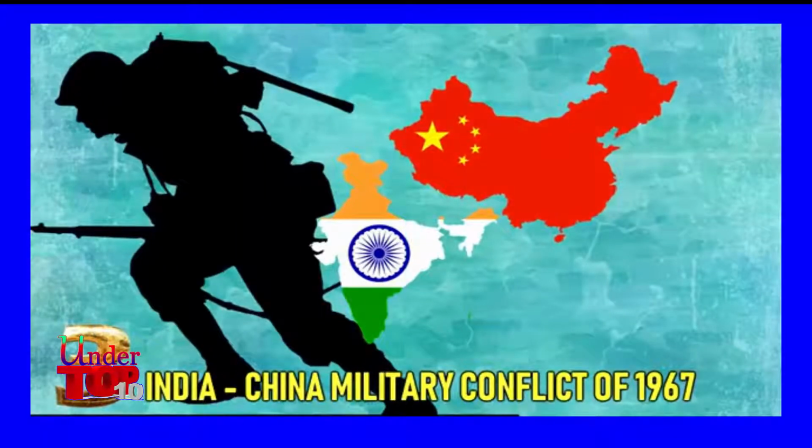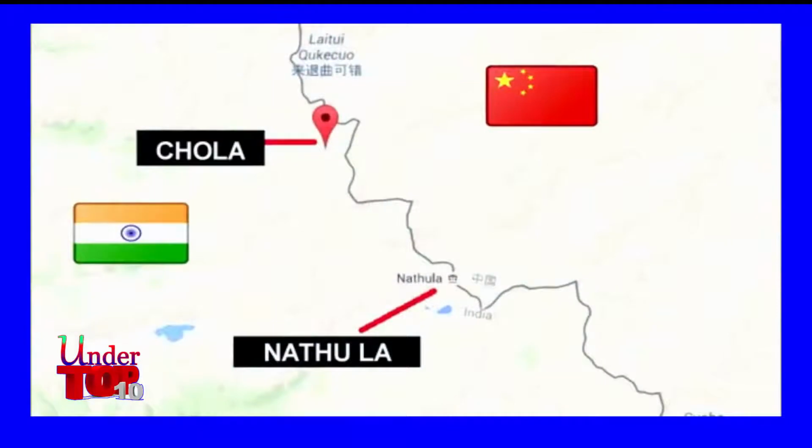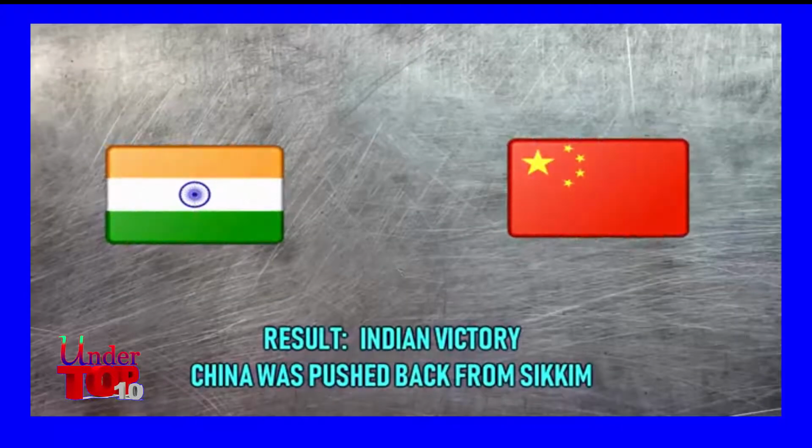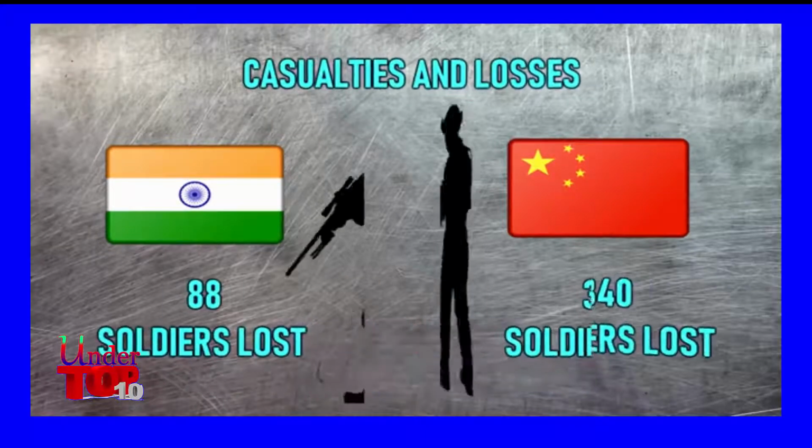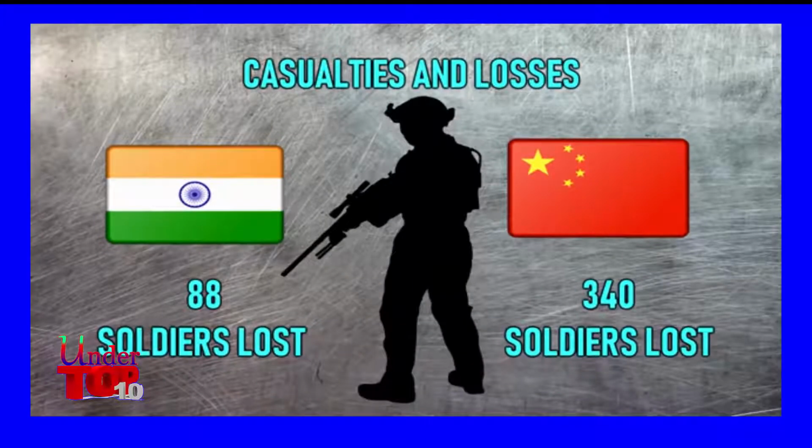Number 3. India-China military conflict of 1967. Well, it was not a war but a conflict. Conflict location: Nathula and Chola on the border between China and Sikkim. Result: Indian victory. China was pushed back from Sikkim. Casualties and losses. India, 88 soldiers killed. China, 340 soldiers killed.